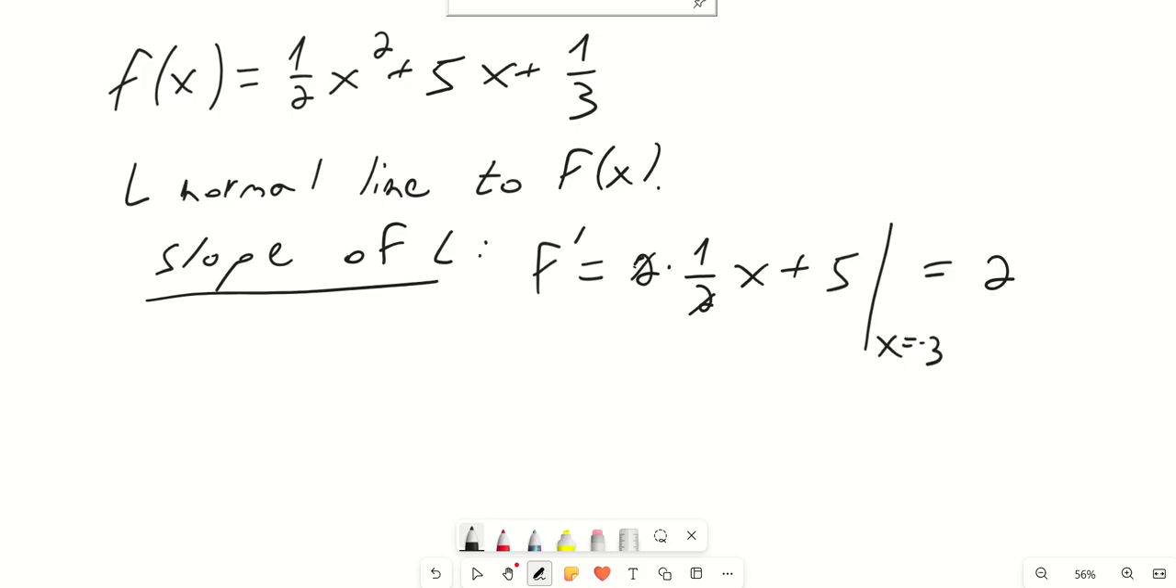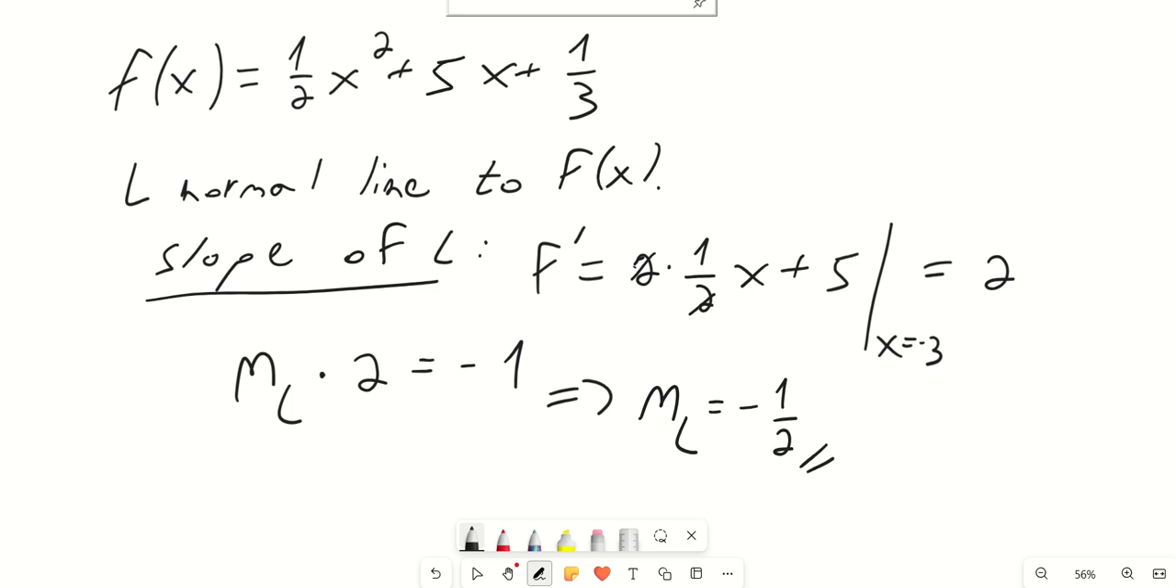But I also know that for two lines which are perpendicular to one another, the slope of the normal L times the slope of the tangent, which is 2, equals -1. This is known for two perpendicular lines. And therefore, the slope of the normal L is -1/2.